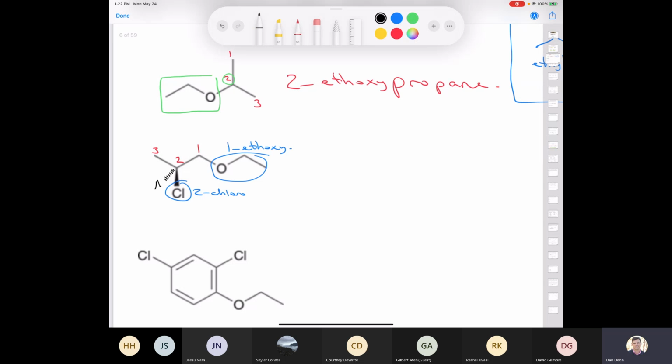If I draw this, I could draw a proton a little neater than that. There we go. The chlorine is going to be highest priority. This group will be 2nd highest. The methyl will be 3rd, and the proton is in the back. So we're going like this, which is counterclockwise. So yeah, this is definitely an S compound. So let's place all that together. We've got S, 2-chloro-1-ethoxy propane. Just like that.